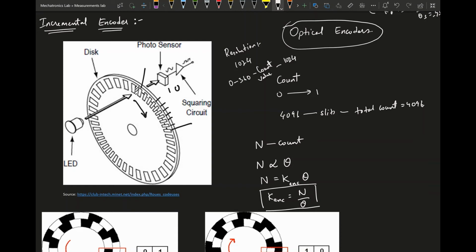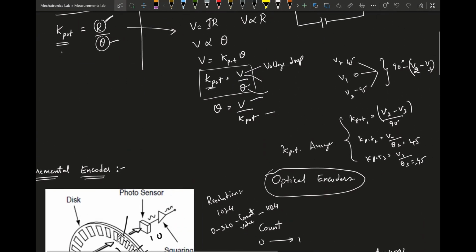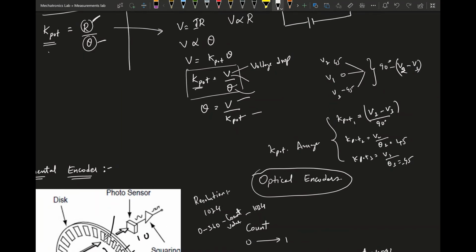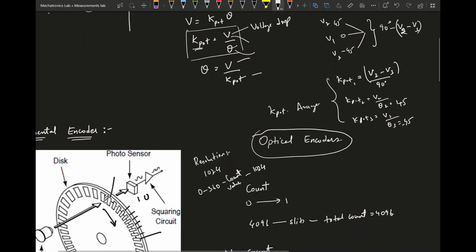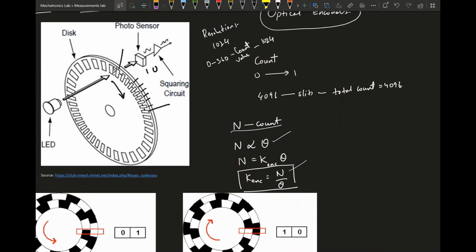So it's basically the same principle. If you have the count, it's directly proportional to theta, and from theta you can get a k. You can use a proportionality constant k, and you can find the k using the same procedure that we did for the potentiometer. So you can take the three angles, and using that you can find out the k. And once you have the k, if you have the n value, you can get the theta value, right?